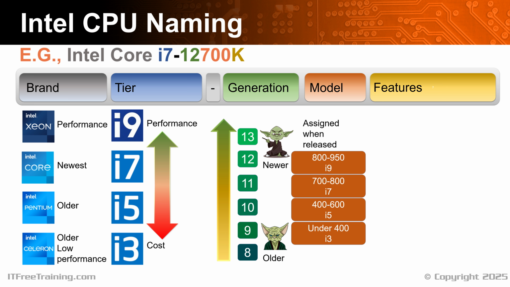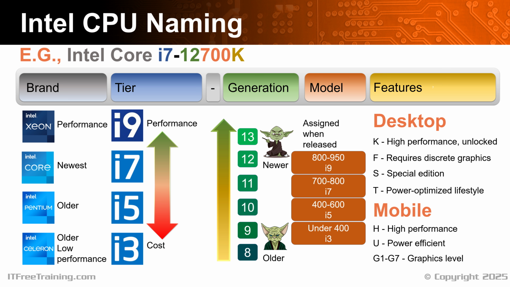The next part of the name is the model. This is assigned when released. The model numbers map to the tier of the CPU. Thus, looking at the model number, you can determine what tier the CPU is. New CPUs will generally have a higher model number, but this doesn't necessarily mean it's better. For example, a later released CPU may be designed to have less power consumption. Less power consumption often comes at the cost of performance, so don't assume a higher model number is necessarily better.